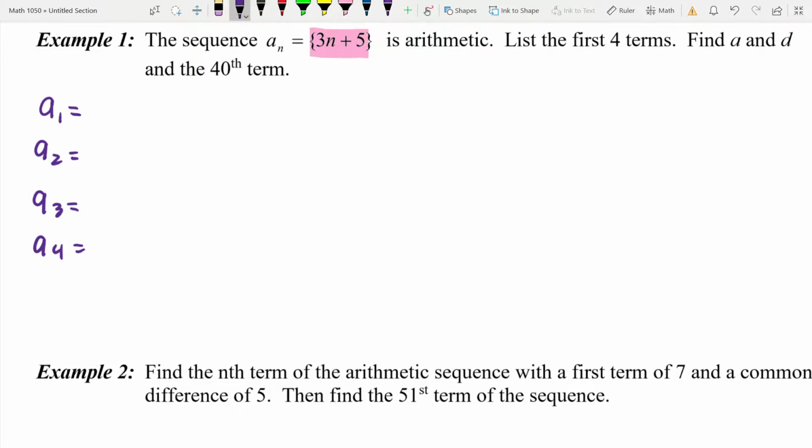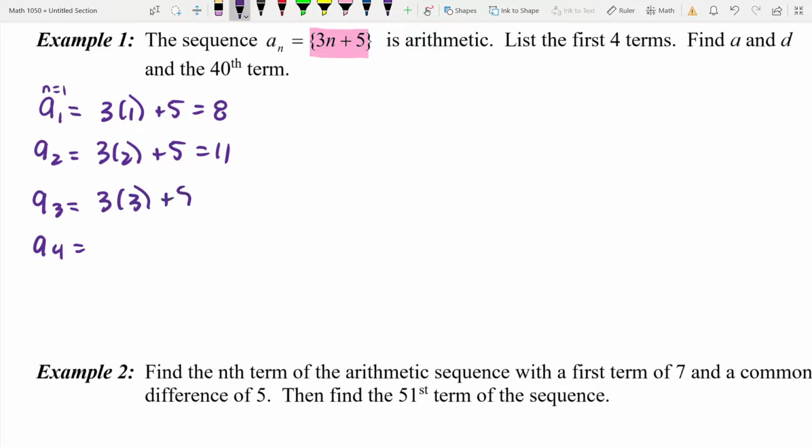Okay, so for A sub 1, I know N is 1 because it's A sub N, so my N is a 1. So I'm just going to go 3 times 1 plus 5, that's 3 plus 5, which is an 8. For A sub 2, I know N is 2. So it's 3 times 2 plus 5, that's 6 plus 5, which is 11. A sub 3 is 3 times 3 plus 5, that's 9 plus 5, which is 14. A sub 4 is 3 times 4 plus 5, that's 12 plus 5, which is 17. Okay, so if I were you, I would write them like this: 8, 11, 14, 17. Those are my first 4 terms.